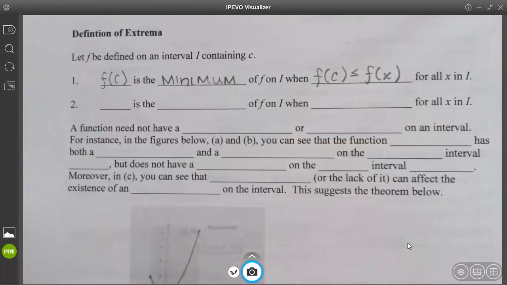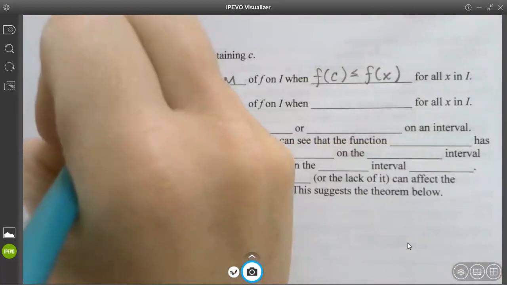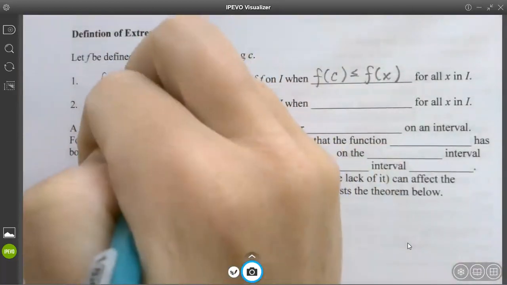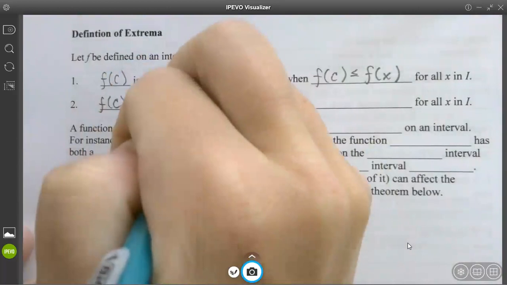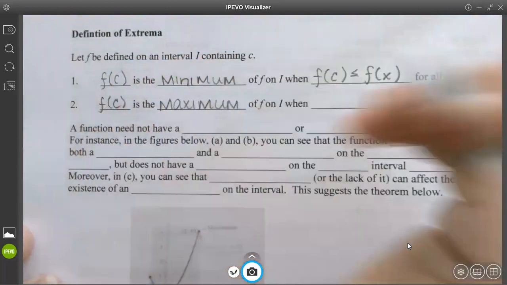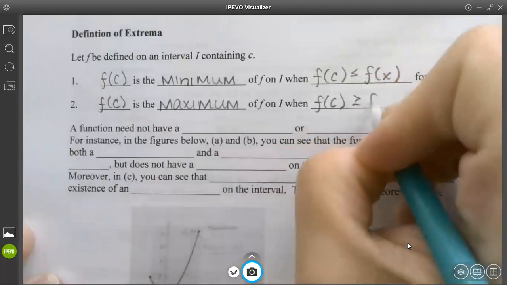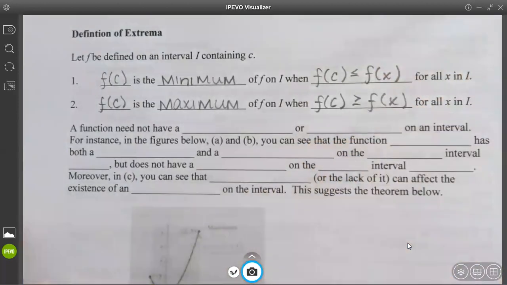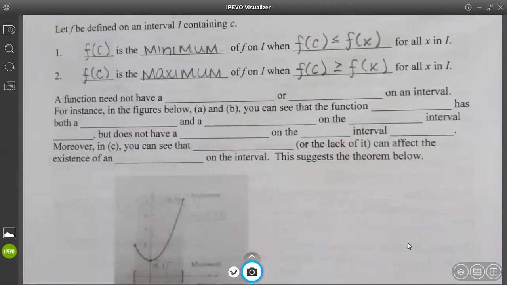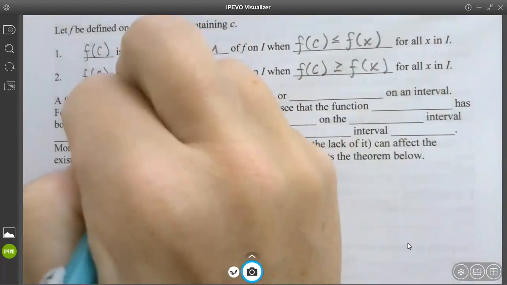You're going to write basically the same thing, but we're going to talk about a maximum and it will be greater than or equal to. So f of c is the maximum of f on I when f of c is greater than or equal to f of x for all x in I. And you already know this. It's normal max and mins. It's nothing crazy. Okay. A function need not have a minimum or a maximum.